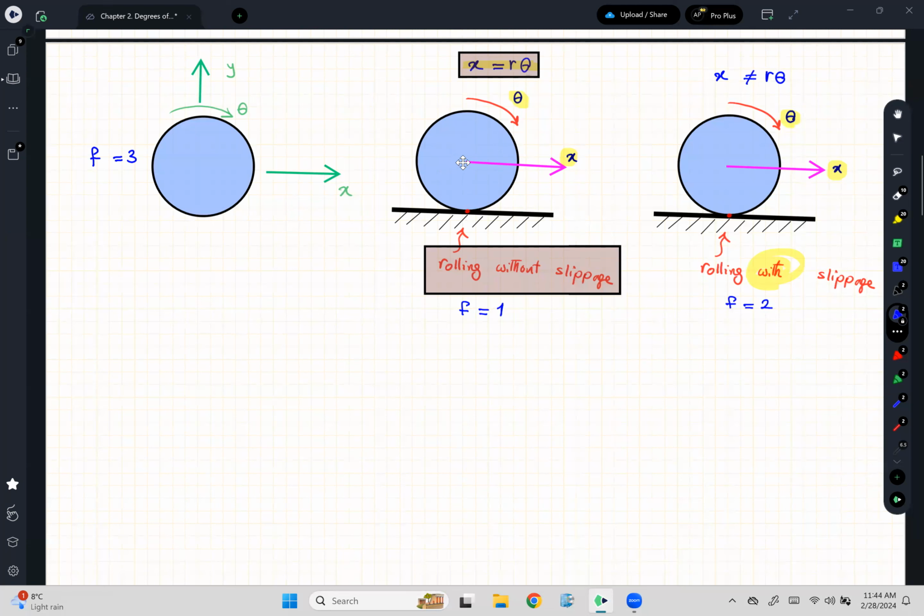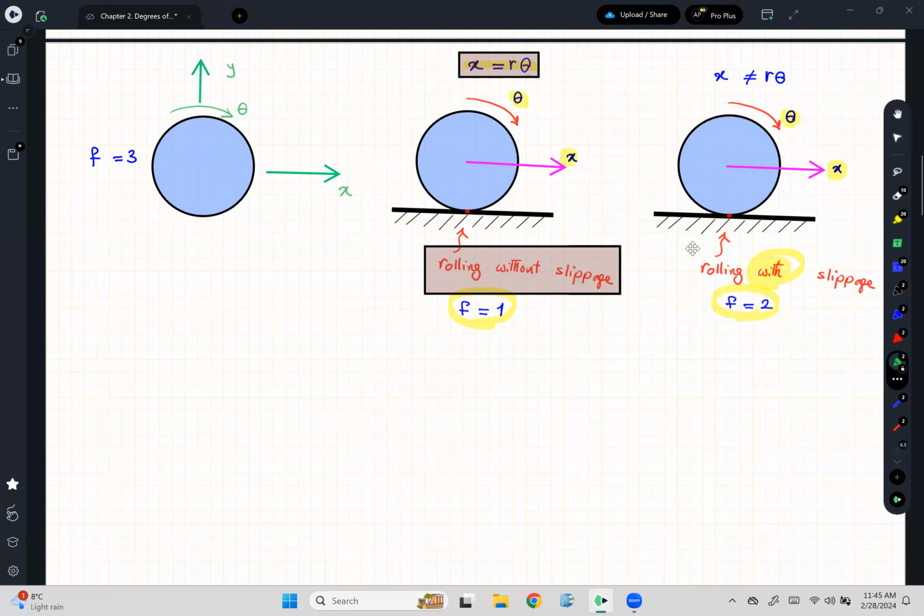The first disk can move to the right or left and can rotate. The other one, the same, can move left and right, can rotate, but the first one, x and theta, they are related. The other one, they are not related. So that's why we say that the first one has a freedom of 1, second one has a freedom of 2. So we're going to summarize what we said here.